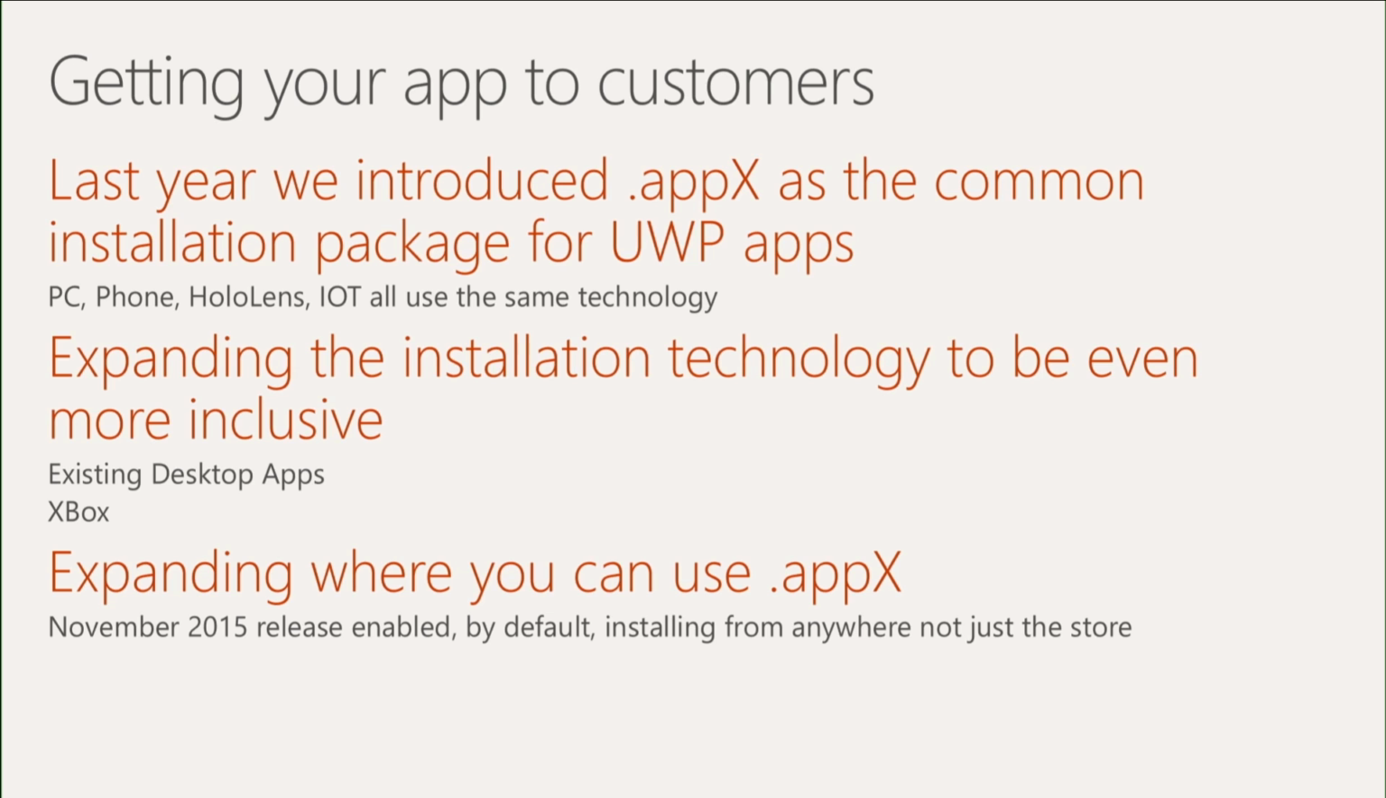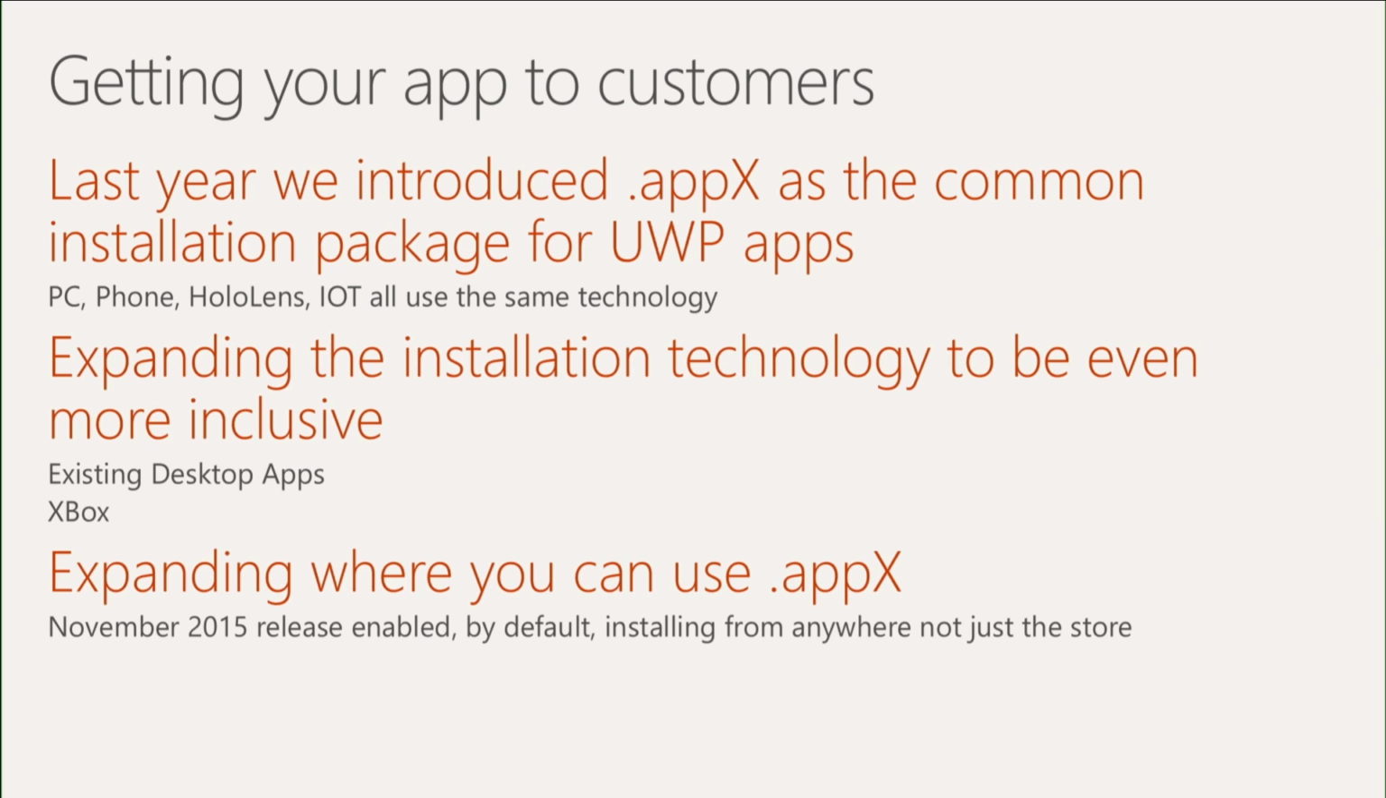It was also getting in the way of sideload and enterprise scenarios where you wanted easy ways of distributing apps internally in your organization. You maybe didn't want to go through the store or the store for business, although there are plenty of benefits for doing that, but maybe you don't want to. So it was a little bit too hard to distribute apps yourself. So we've been investing a lot in the Apex packaging thing and making it even more inclusive. It's now supported for Xbox apps. It's now also supported for packaging up desktop apps. And I'm going to talk about that in more detail in a moment. So we're expanding where you can use Apex.